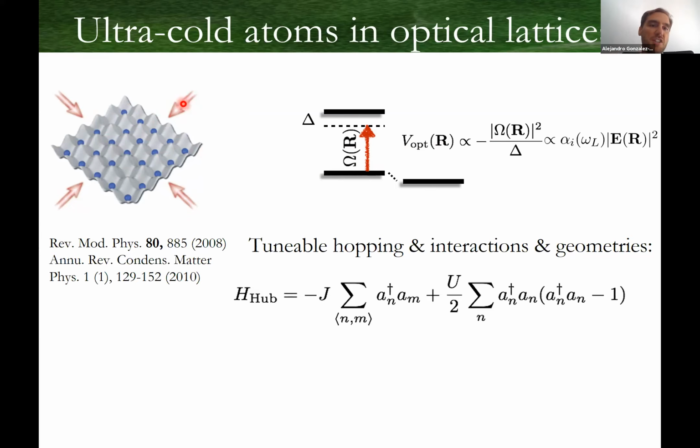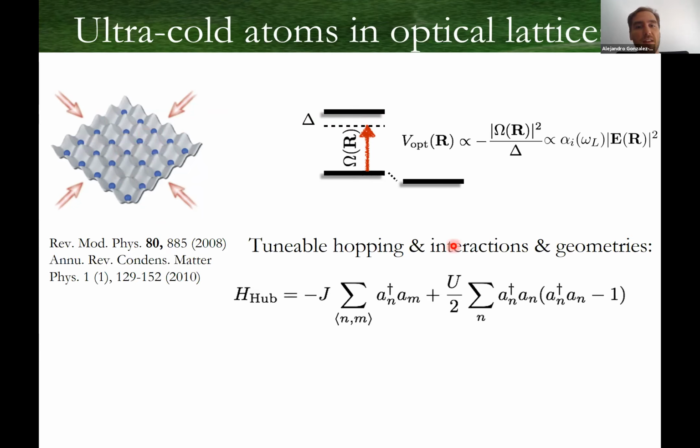So if you change the laser configuration, you can go from a square to hexagonal or triangular lattices. By changing the tuning of the laser frequency and the intensity of the laser, you can increase the lattice depth. And this basically makes the atoms that are hopping here tunnel faster or slower. Also, you can even tune the nature: depending on the atomic isotope, it can be fermionic or bosonic, and the interactions can also be tuned.